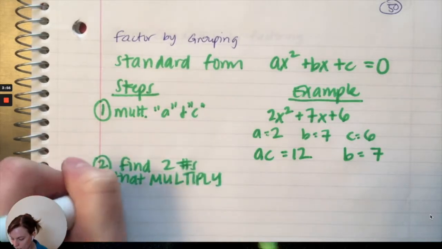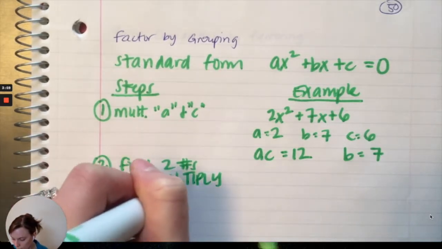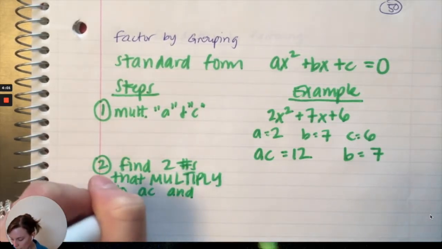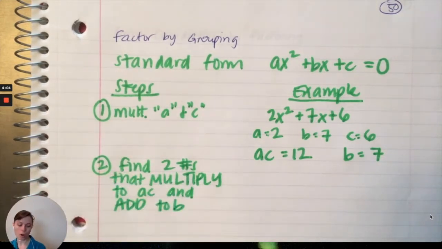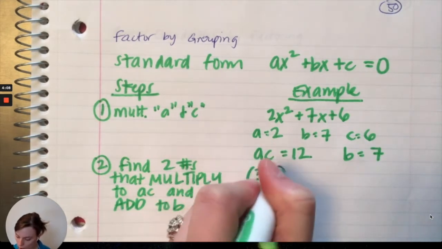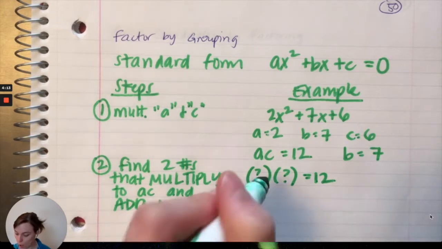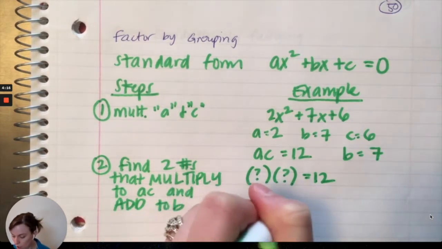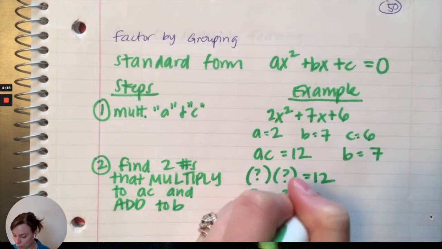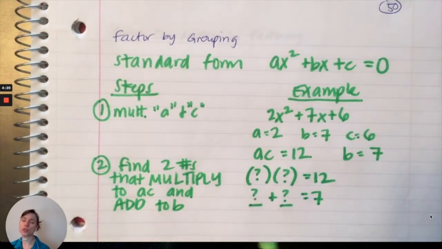that multiply to AC and add to B. So I need to figure out 2 values such that some number times some number is going to equal 12, because that's my AC, but those same 2 numbers will add to make 7. Now, we could do an infinite amount of numbers to add to 7. I could do 100 plus negative 93. That would make a positive 7.